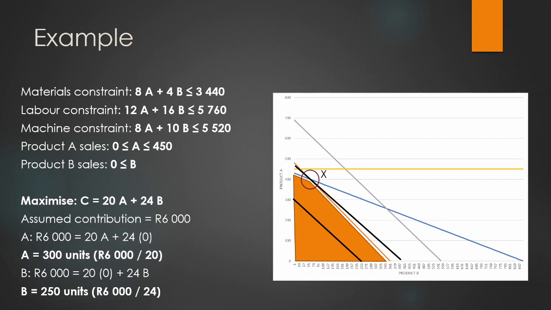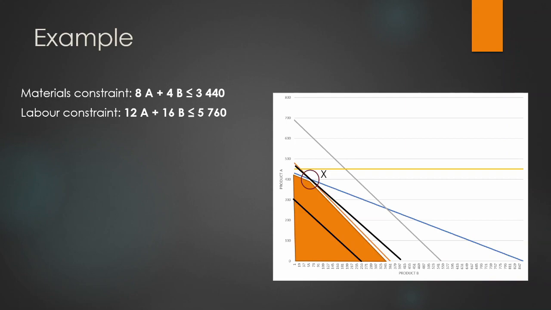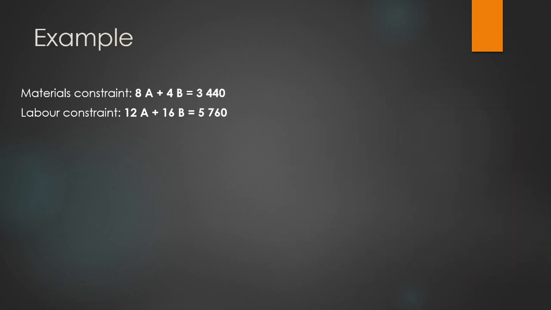To address this issue, we can use simultaneous equations to solve. So we know that point X is our optimal solution. Point X is the point where the blue material constraint and the orange labor constraint intersect. Thus, we need to solve these constraints simultaneously. To do this, we first change the less than or equal to sign to an equal sign.